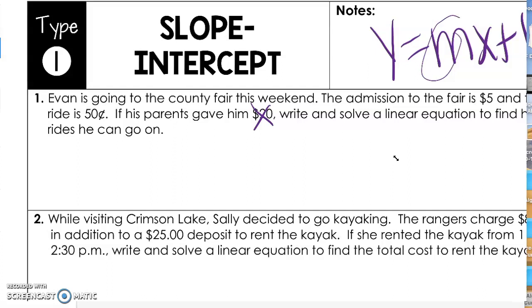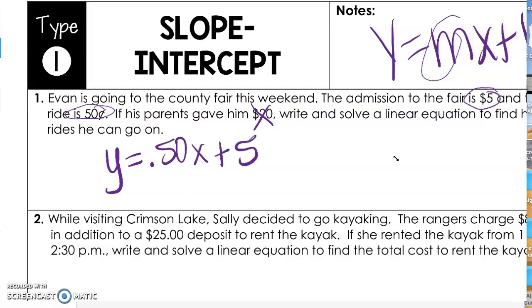Right now, what's important is that you have to pay $5 to get in and then 50 cents per ride. So no matter what, you have to pay $5. So that one is going to be your y-intercept. And the 50 cents, we need to write that as 0.50x plus your $5. Okay, so your 50 cents is what changes. If you ride one ride, you're going to spend 50 cents. If you ride 3 rides, you're going to spend $1.50. Whatever changes, that one is your slope.